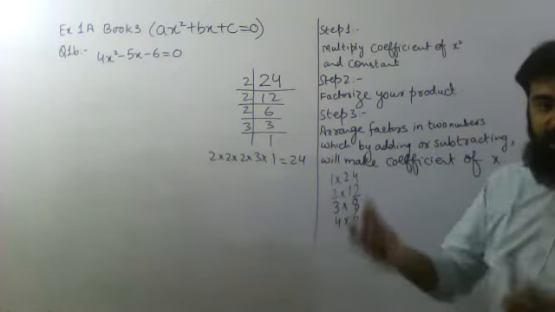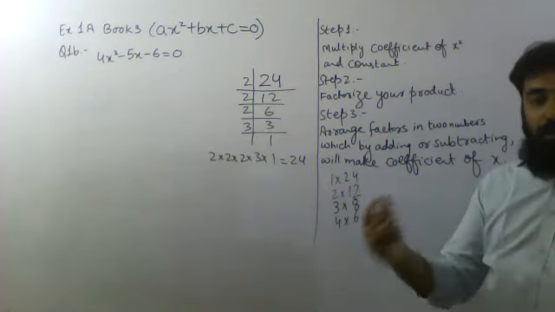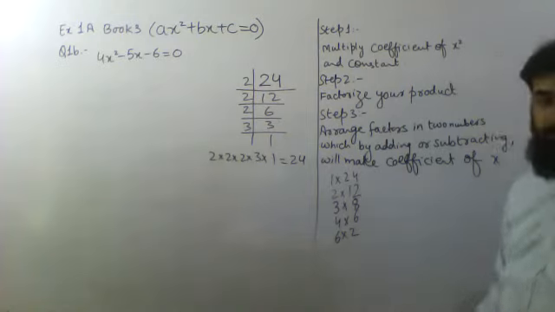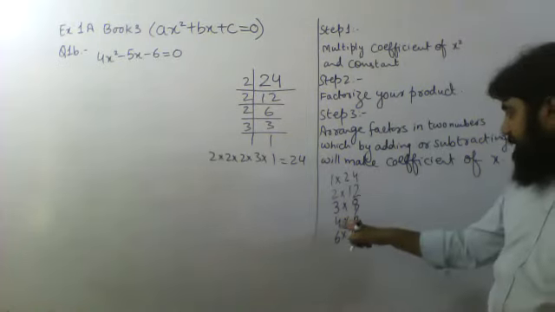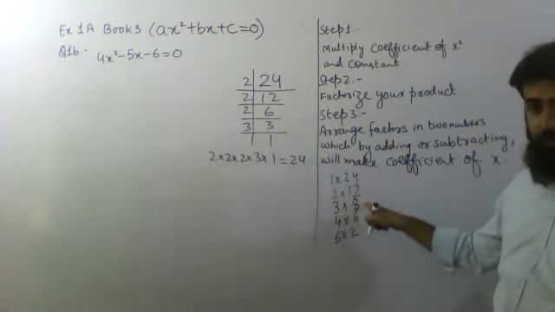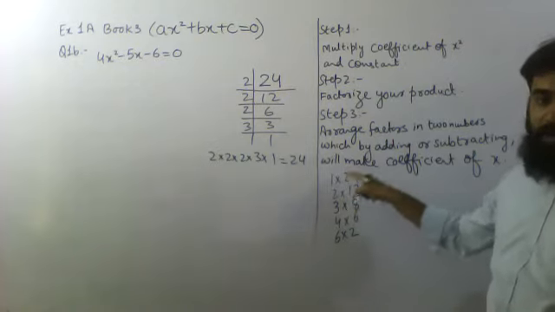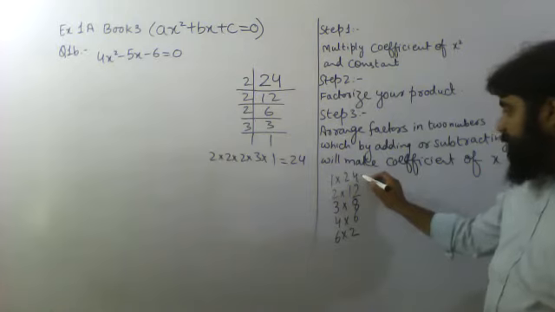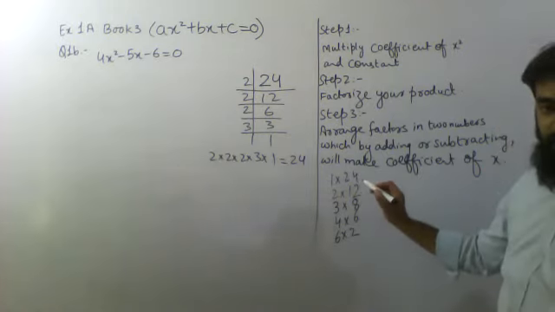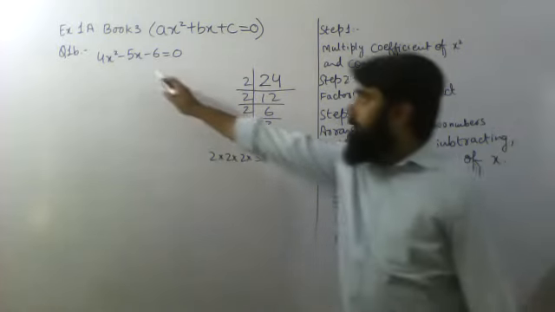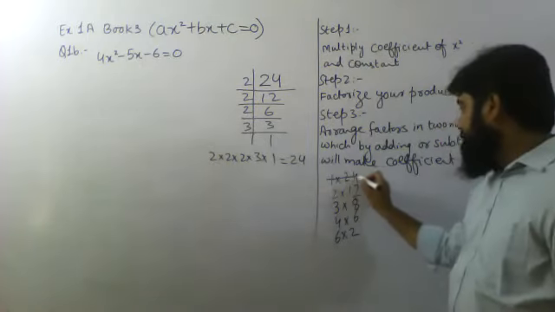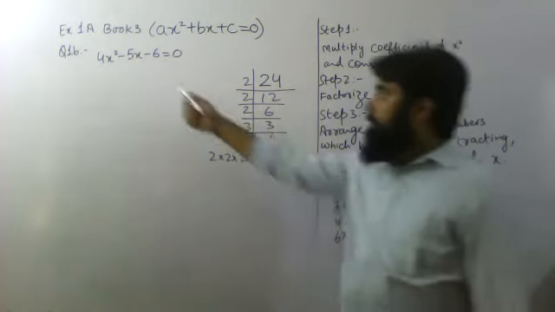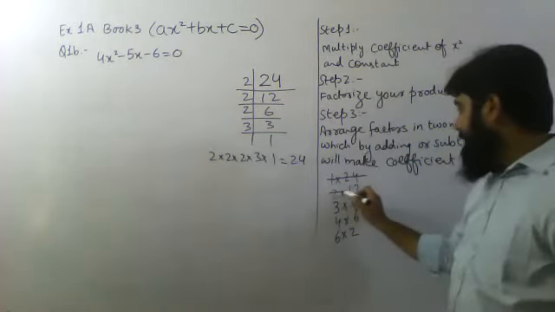In the 5 table I haven't got any 24. Then 6, 6 4s are 24. Then I am having division. 8 3s are 24, 12 2s are 24 and 24 1s are 24, so I am not writing them again. By adding or subtracting these, I am not getting my 5. So cancelling it. Adding or subtracting these two, I am not getting 5. Cancelling it.